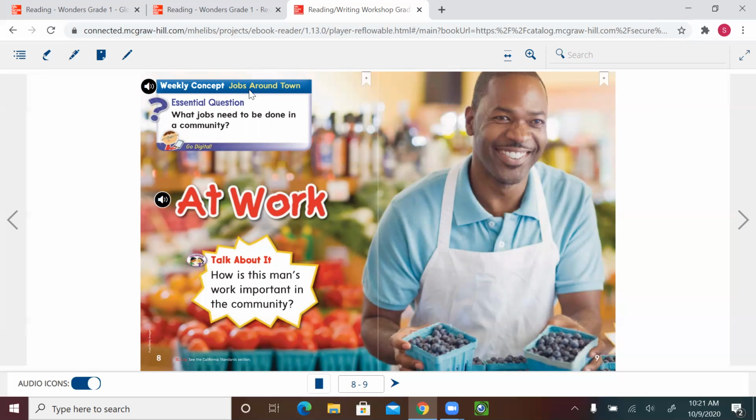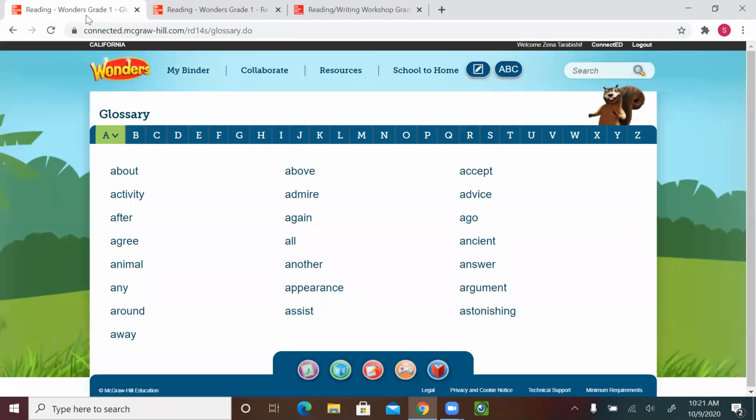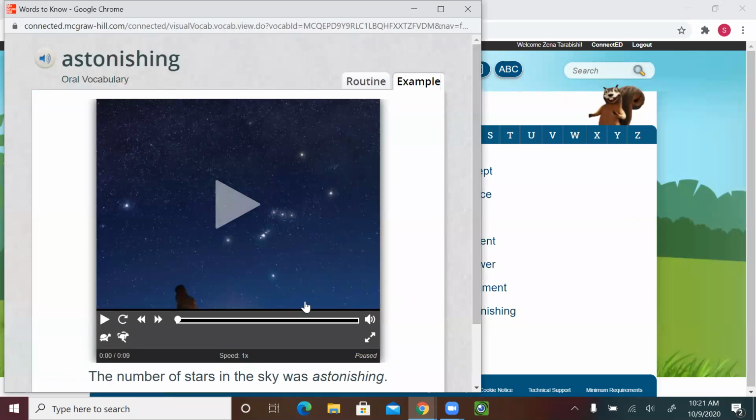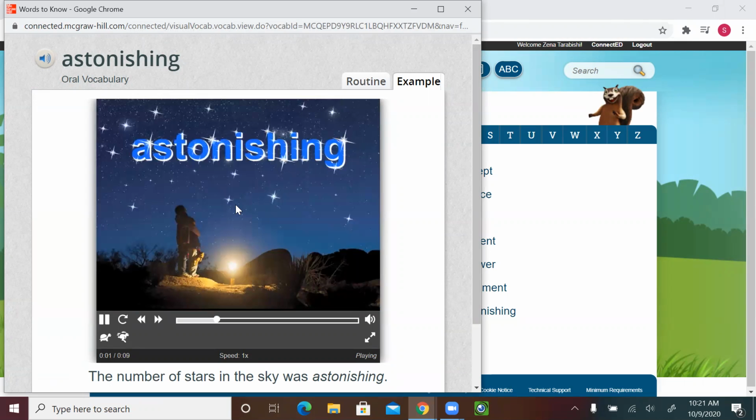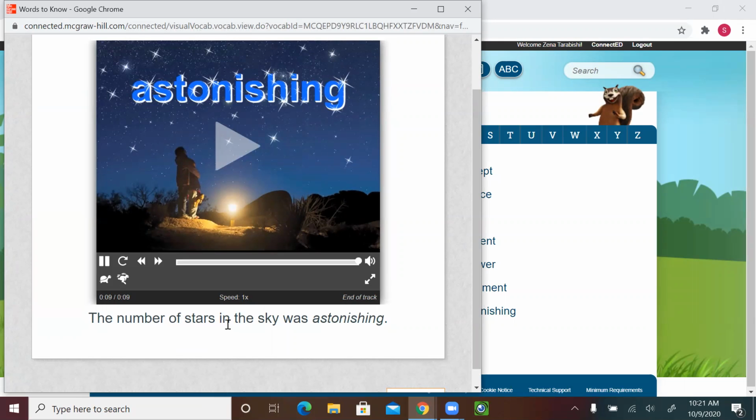All right. Today we have a few oral vocabulary words that are related to our lesson. Okay, let's look for our first word. Astonishing. Astonishing means amazing or surprising. One more time. Astonishing. Astonishing means amazing or surprising. Very good. For example, the number of stars in the sky was astonishing.